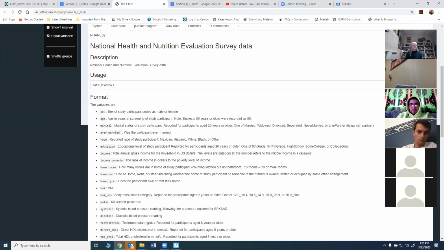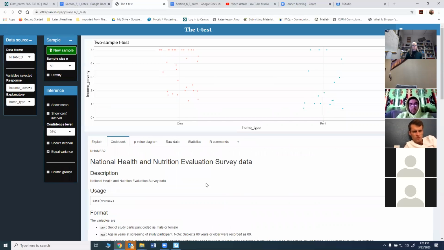So income poverty is the ratio of income in dollars to the poverty level of income. In other words, we say this is what we consider poverty level, and then we can look at how much you have compared to the poverty level. If you're at 1, that means you are at poverty level. If your ratio is above 1, then you're above poverty. If you're below 1, then you're below poverty. And then I also wanted to look at home type, and home type is, does the participant own or rent their home? So those are what those things mean.